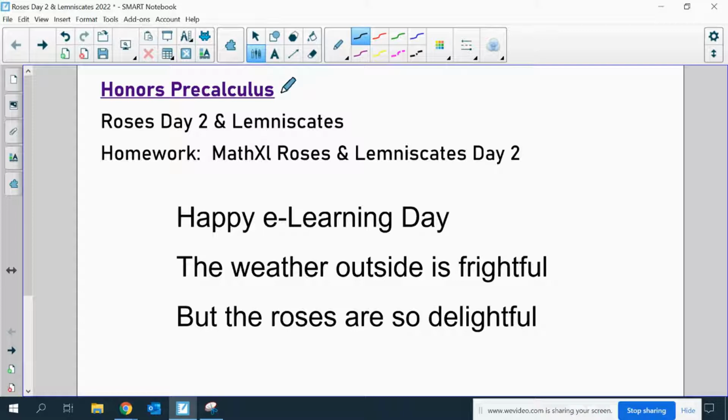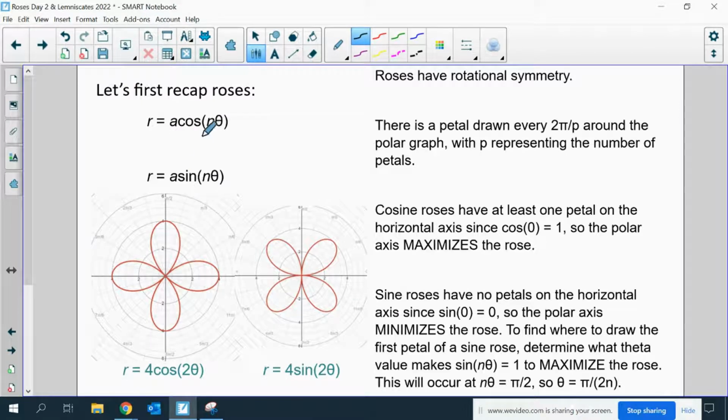We are talking about roses and lemniscates, and your homework will be a Math Excel on roses and lemniscates. First, we're going to recap roses from yesterday. R equals a cosine n theta and r equals a sine of n theta are the two equations of polar graphs that produce roses. I have graphed r equals 4 cosine 2 theta and r equals 4 sine 2 theta to illustrate a couple of things that we learned.